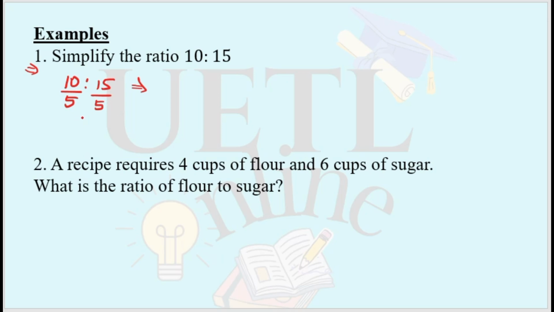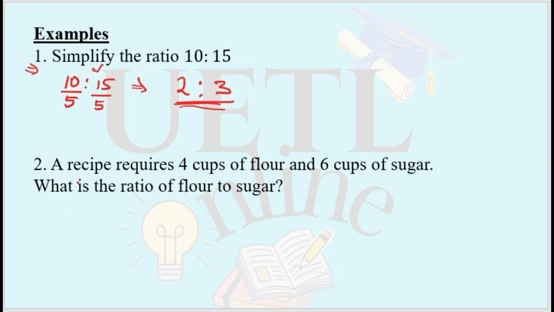So 10 divided by 5 becomes 2, is to 15 divided by 5 becomes 3. So this is the simple way of simplifying. The only step you have to learn is to find the HCF of these two numbers. Easy as that. Okay, let's go to the next one.